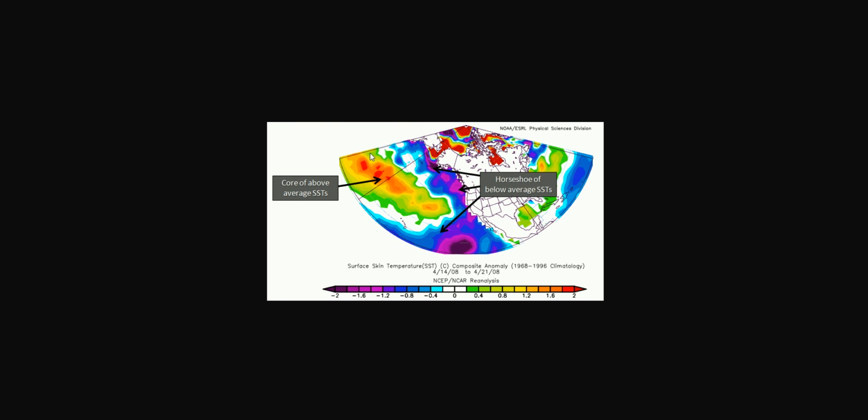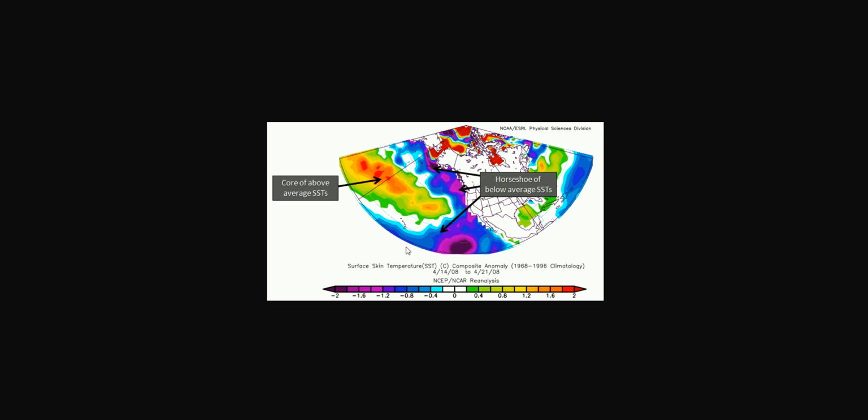And a warm PDO is basically the exact same thing. It's just that the below average and above average water temperatures are switched. So you have the above average water temperatures over here, and then you have the below average water temperatures over here in this kind of horseshoe shape. And what the PDO phase is in can have big impacts on our weather patterns, and mainly, more importantly, it can have big impacts on our winter.